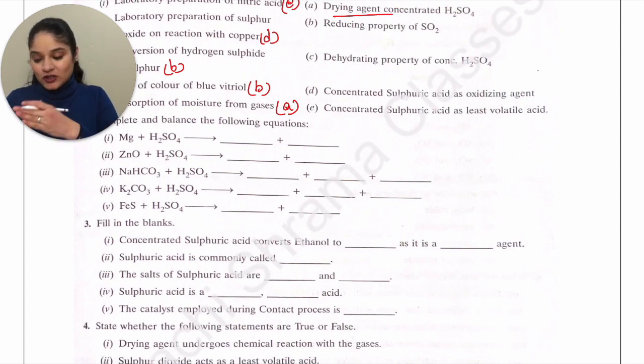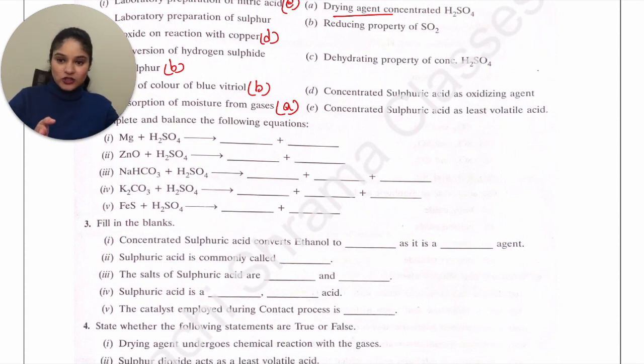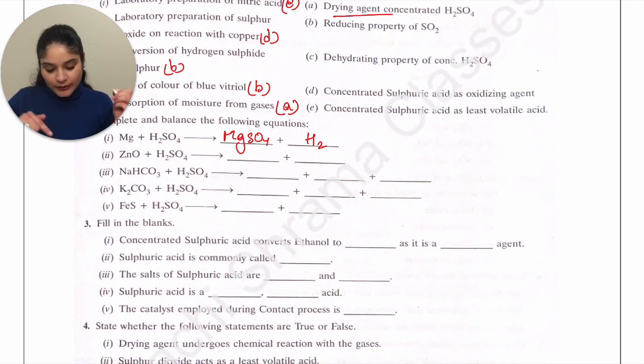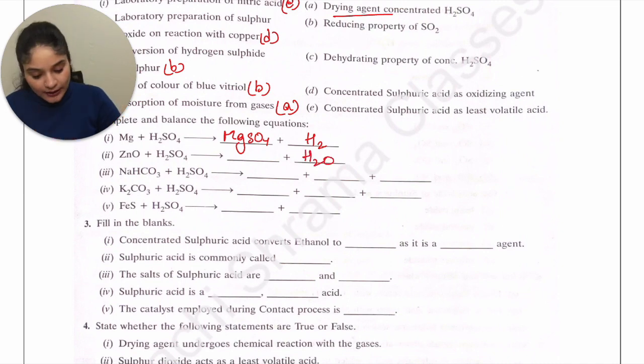So you have magnesium plus H2SO4. So you do understand that you'll get hydrogen gas out. Along with that, you'll get MgSO4, that is magnesium sulfate. So MgSO4 plus hydrogen gas. Now in the next one, instead of just Zn, you are getting ZnO. That means instead of getting hydrogen only, you're gonna get H2O. So H2O, and this will be ZnSO4.